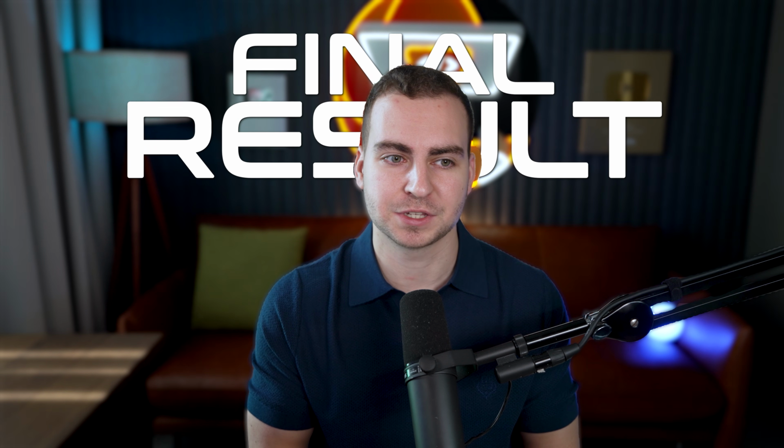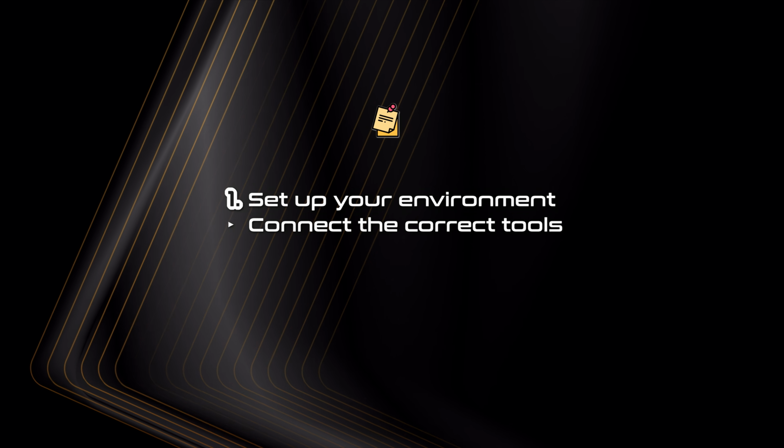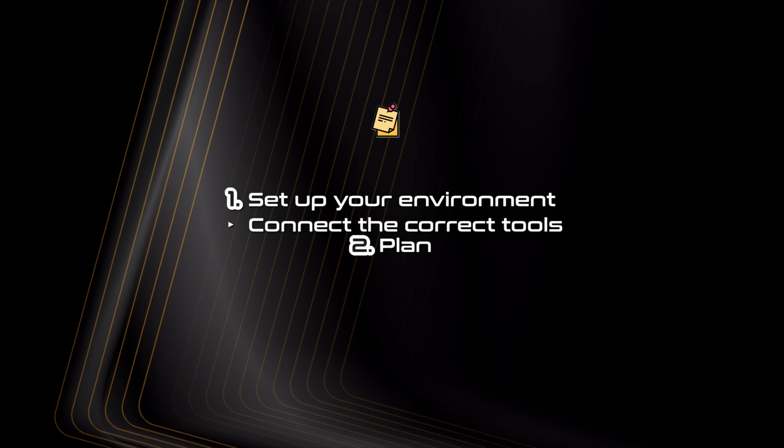This means that you can obviously get unexpected results, but there's a way that you can vibe code much more effectively, which is what I'm going to show you here. Now, whenever you're vibe coding, there is a process that you should follow, and that process is the following. First, you want to set up your environment. You want to connect the correct tools, and then you want to move on to plan.